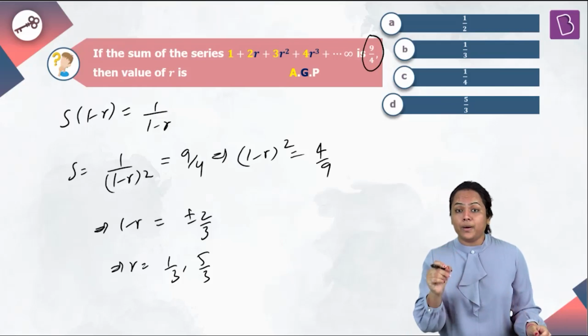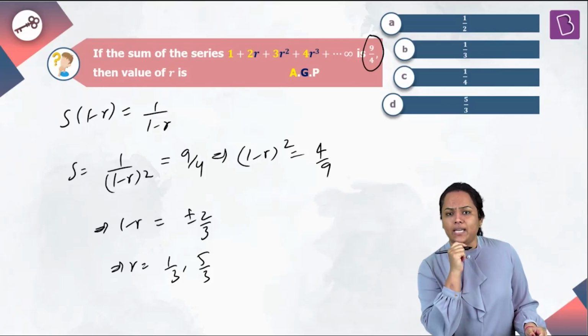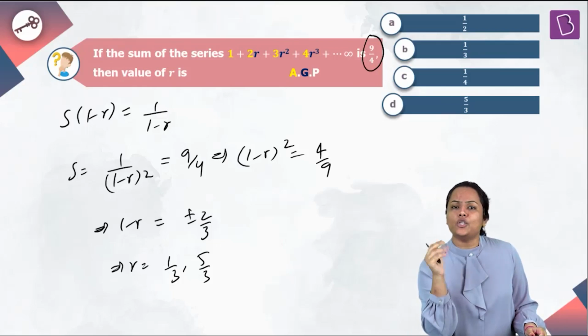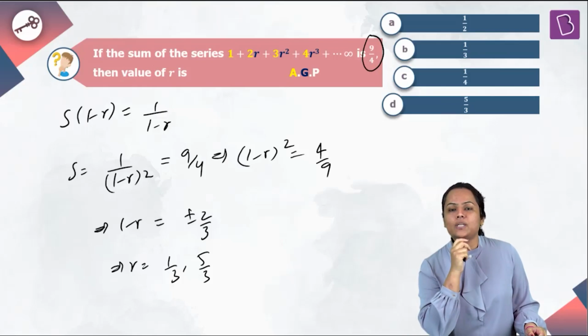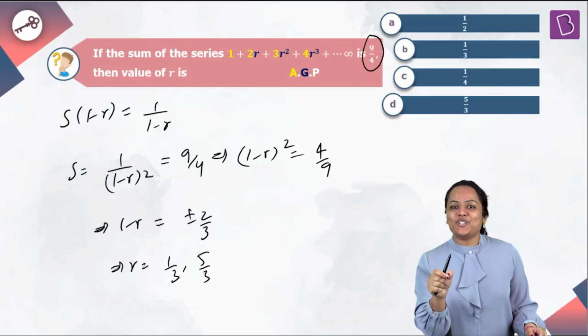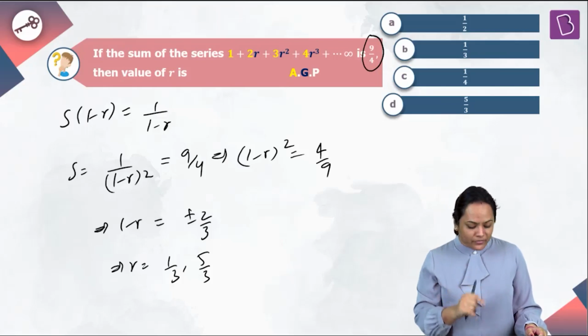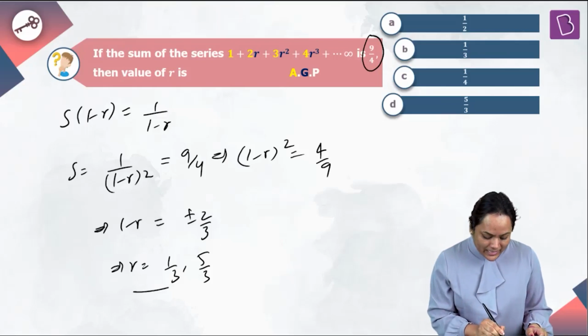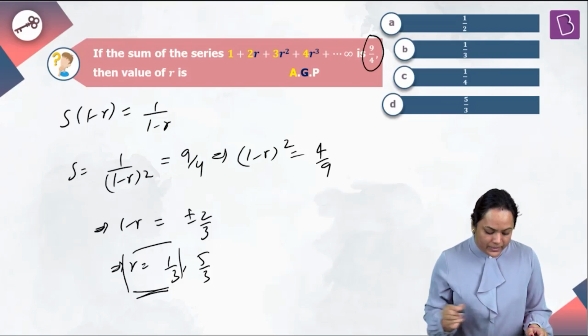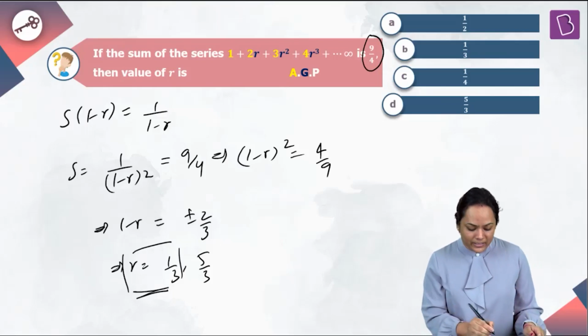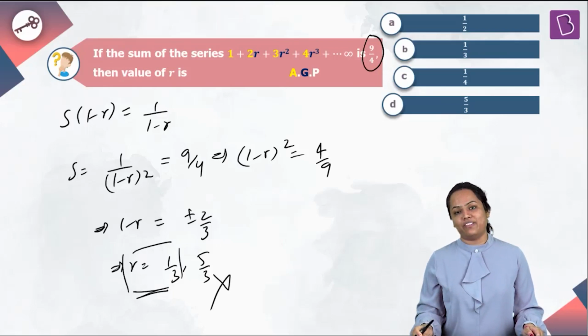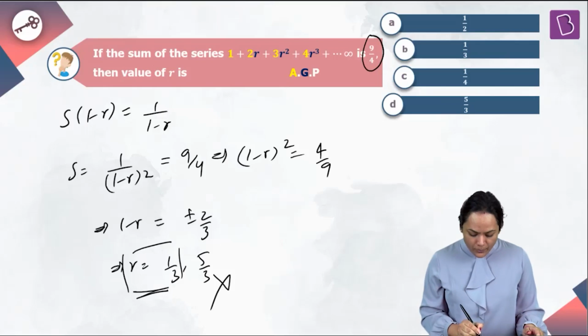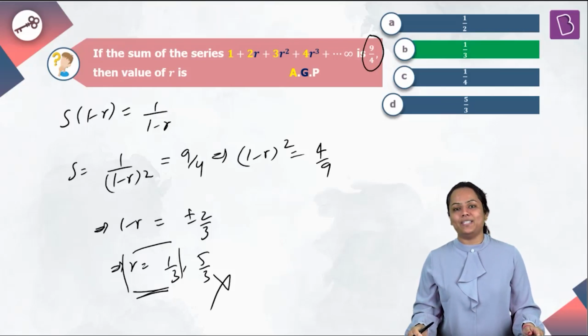But which value of r can we take? Well, is there a condition on infinite summation of GP? Yes, what is the condition? The common ratio should be between minus 1 to 1, right? So, which of the values is between minus 1 to 1? Only 1 by 3. That means the answer will be r is equal to 1 by 3 and we have to reject 5 by 3. And if we check the options, we can say option B will be the right answer.